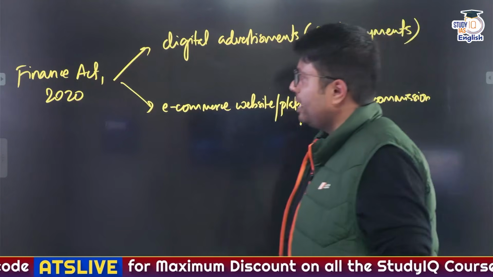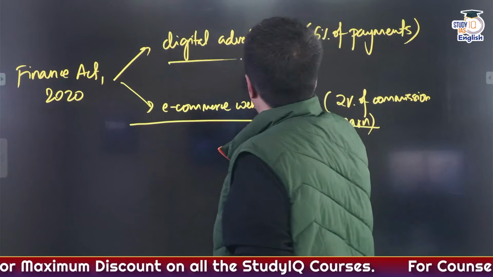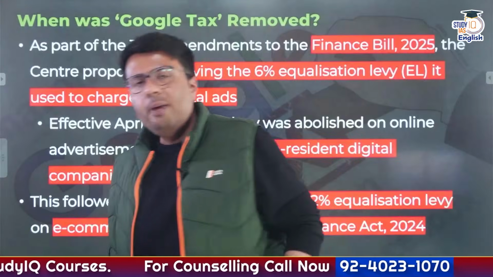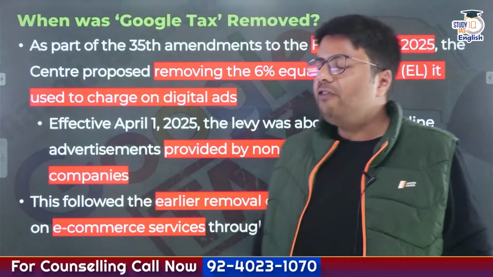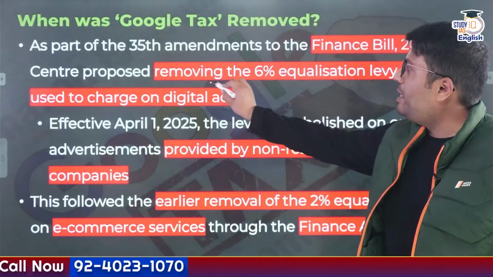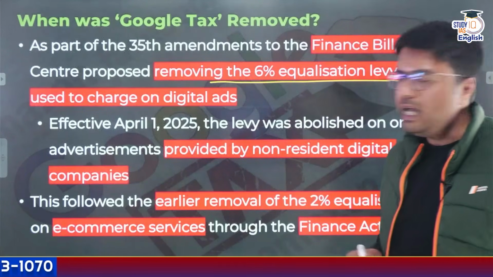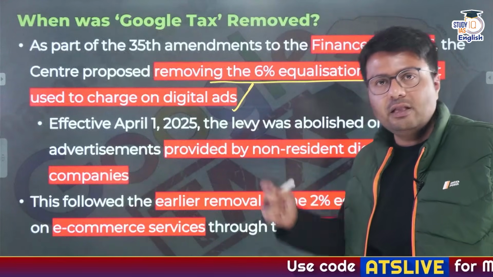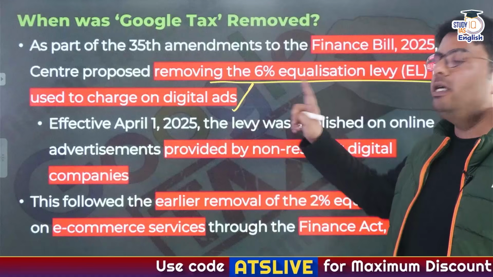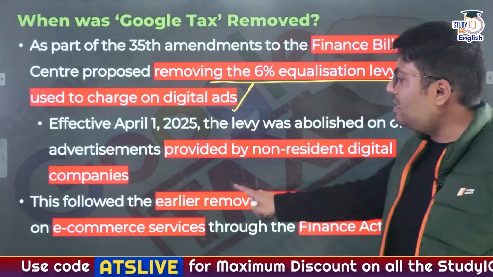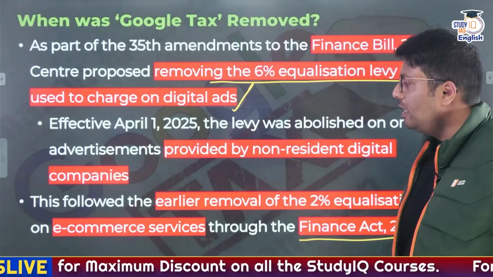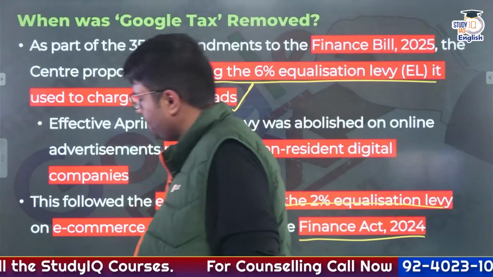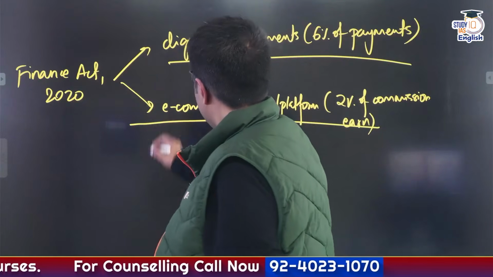Now let us move forward. Do you think this kind of equalization levy exists today in 2026? The answer is no. Because last year, in 2025, the government proposed a change to remove the 6% equalization levy that it levies on delivery of digital advertisements. And this followed a decision made years before through Finance Act 2024, which removed the 2% equalization levy on e-commerce services.